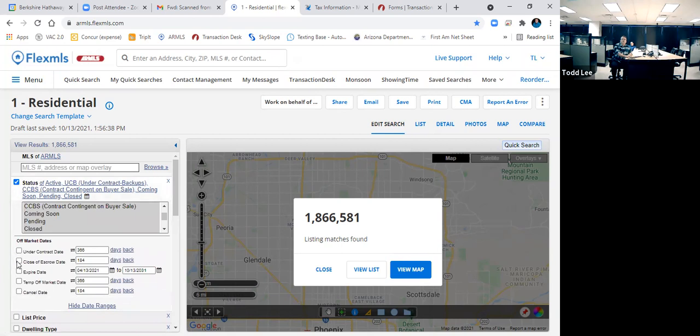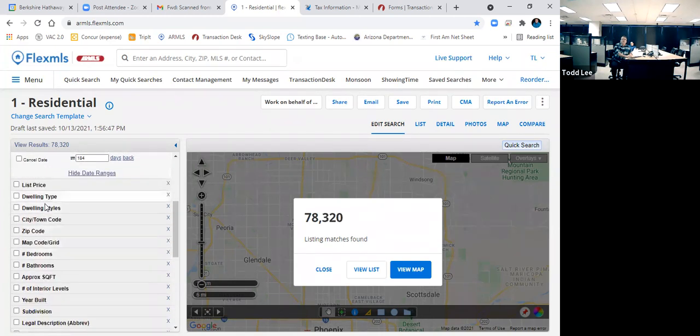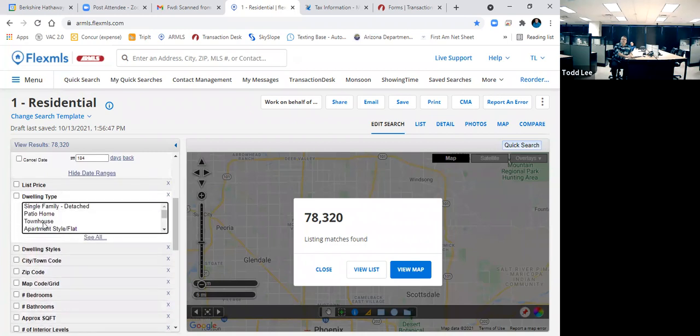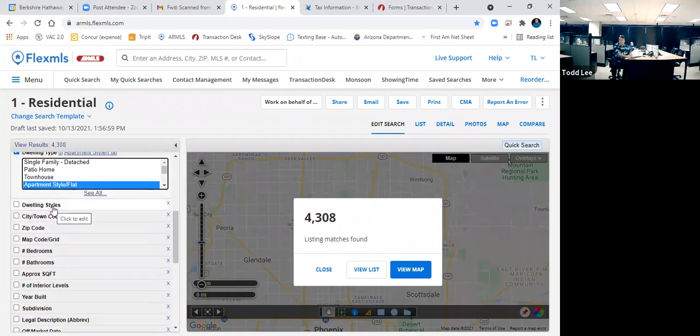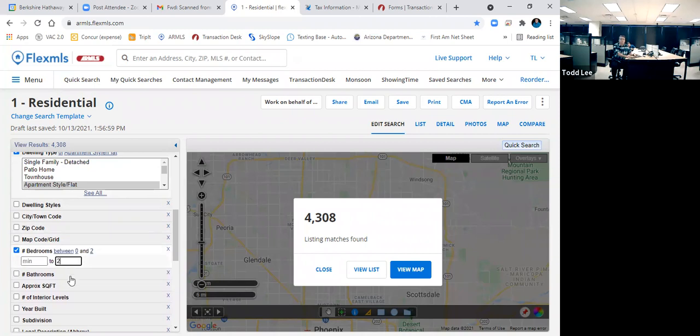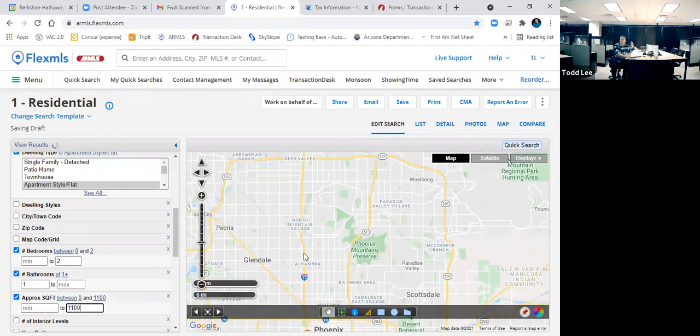And then I change my date to whatever I want it to be, whether 6 months back or 90 days back. And then I put all my other criteria in there. If I'm looking at a dwelling type, say an apartment style, because I'm going to run another one here real quick because I can't believe that they're selling as quickly as they are. Bedrooms, maximum 2-bedroom and at least 1 bathroom, and square footage max of 1,100 square feet. So it's a smaller condo.